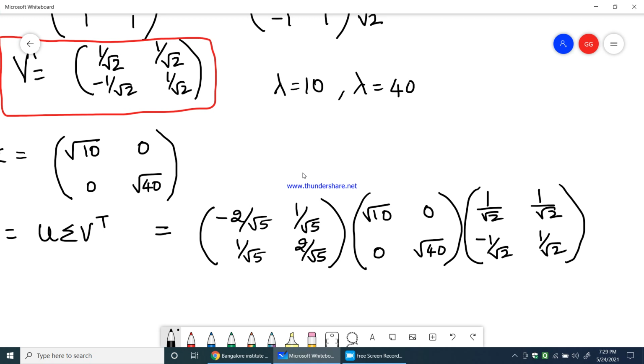So therefore this is the solution for the second question, the second matrix. If you multiply all these three, you will end up getting the matrix A. You can use the calculator and verify it.